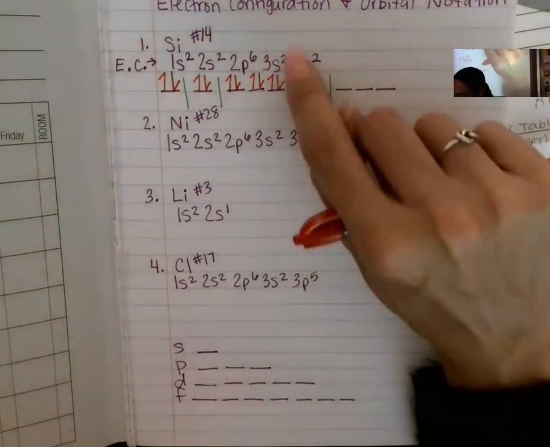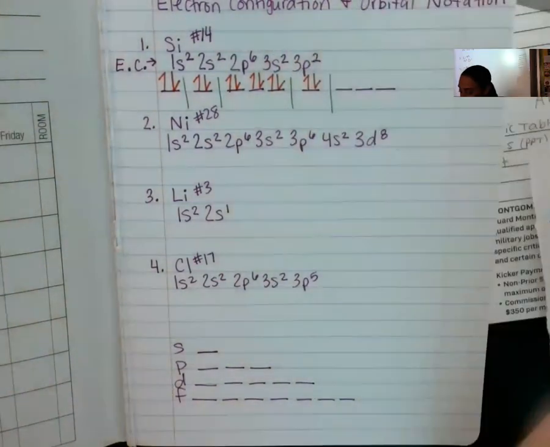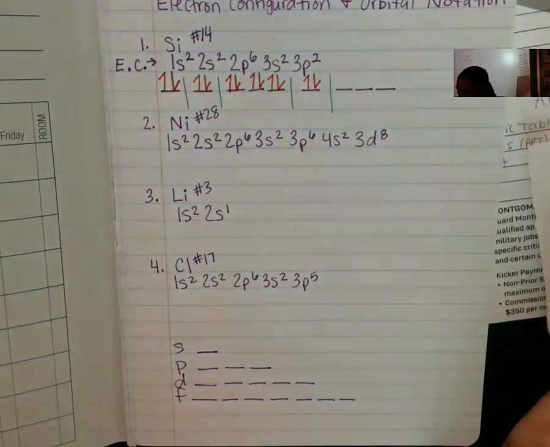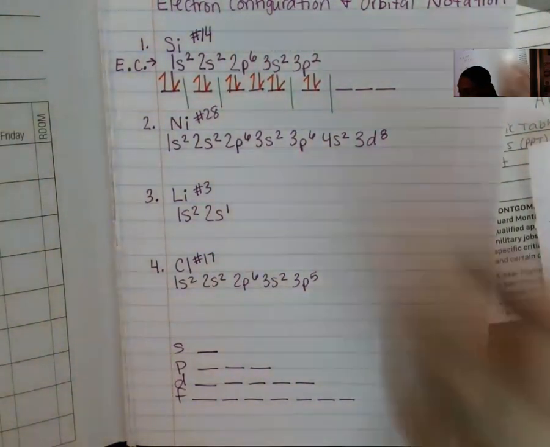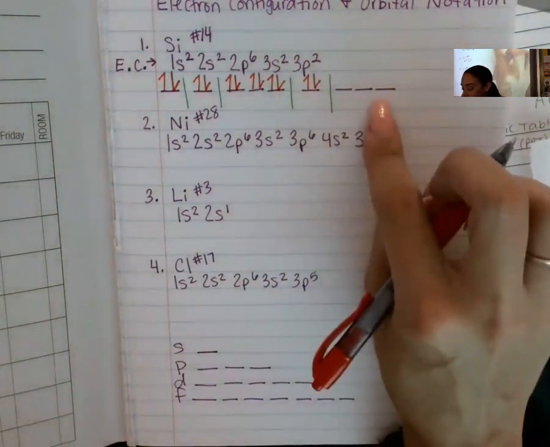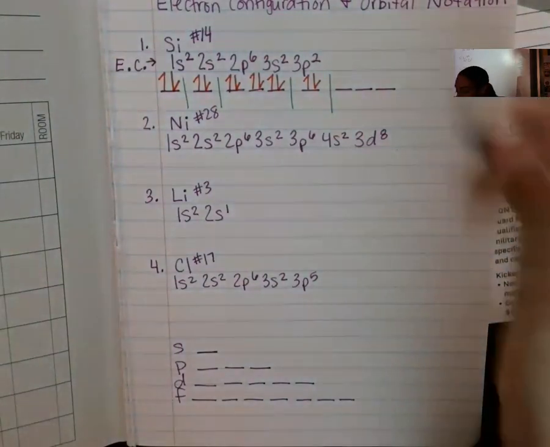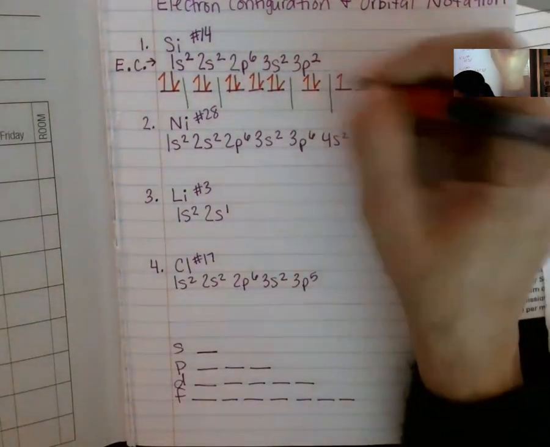This S level has 2, so we're going to draw one up and one down. And then the last level has 2. So there's 3 spaces with 2 electrons. So remember, they're going to space themselves out from each other. They're not going to crowd in. So you're going to have 1 and 2.